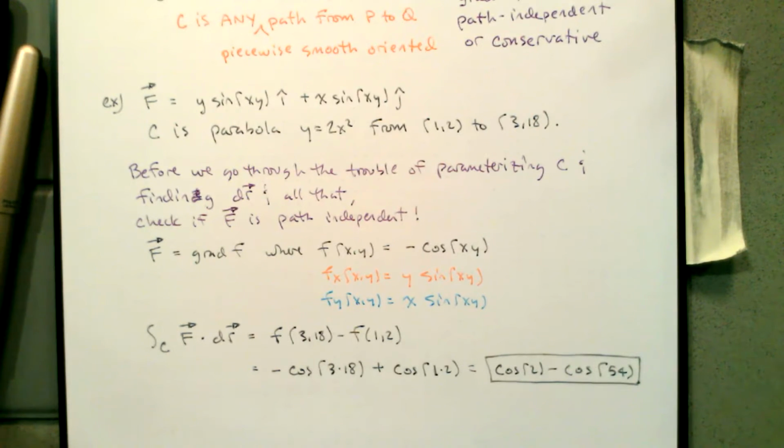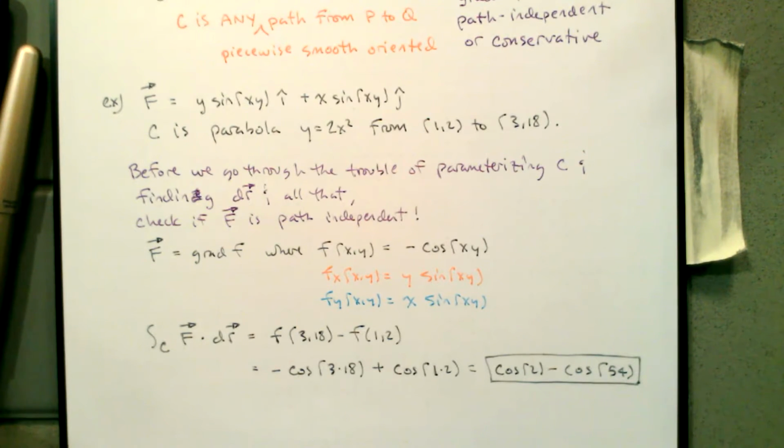All right. A good exercise at this point, what most of us would do is say, great, this was a gradient field, path independent, so we can just evaluate the potential function at the endpoints. Let's move on to the next one.